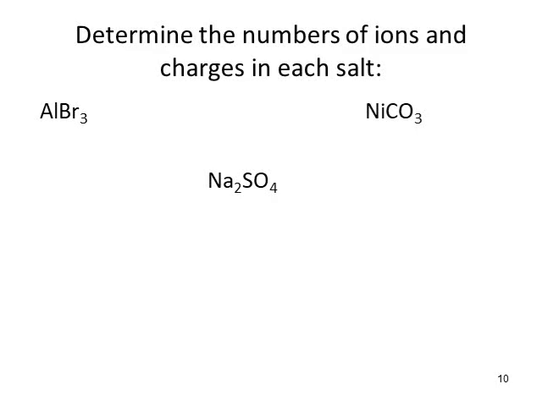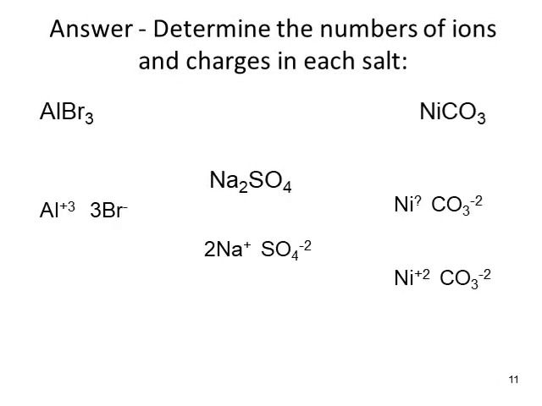See if you can figure out which ions and charges are in each of these salts. What are the ions, how many of them exist, and the charges. Keep in mind that most of these 3 salts have polyatomic ions, and only the formula on the right with nickel has a transition metal. So we are going to have to figure out what that charge is based on its pairing. Again, pause the video, press play when you're ready to see the answer.